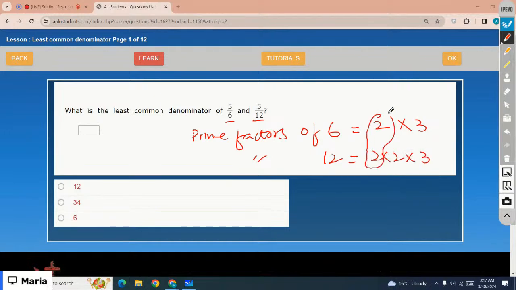So 2 is a common factor and 3 is a common factor. So you have to multiply the common factors and the non-common factors as well. 2 times 3 is a common factor and 2 is a non-common factor. So 2 times 3 is 6 and 6 times 2 is 12. Got it? That means the least common denominator of 5 by 6 and 5 by 12 is 12, right? Least common denominator LCD, that is 12. The correct option is 12. Got it?